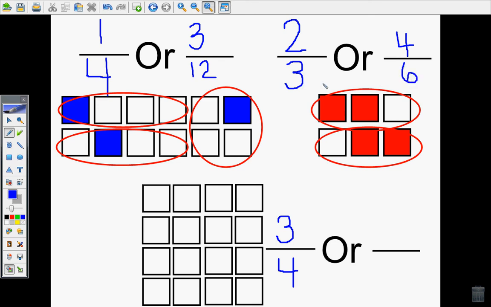You could have also seen 3 groups. There's 1 group, 2 groups, 3 groups, and then 2 of those groups would be colored in. So say this row and this row would be colored in. So I'd have 1, 2, 3, 4 out of 6 colored in.